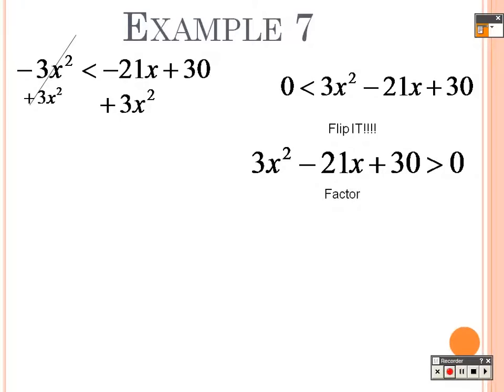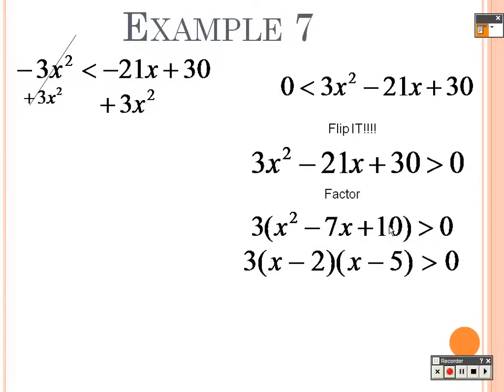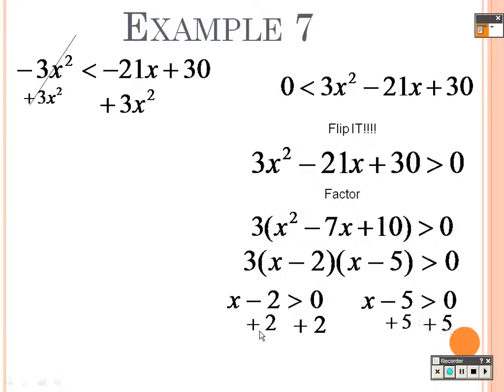So let's see if we can factor that. I take a 3 out of everything. That leaves me with an x squared minus 7x plus 10. Can you think of two numbers that multiply to give you 10, that add to give you a negative 7? Yep, negative 2 and negative 5, because negative 2 times negative 5 is 10. Negative 2 plus negative 5 is negative 7. So you end up getting x minus 2 and x minus 5.